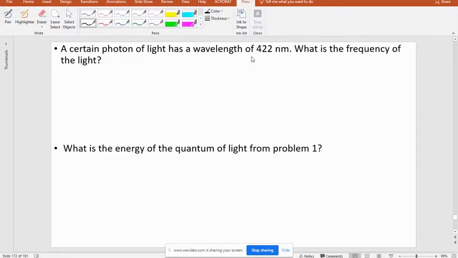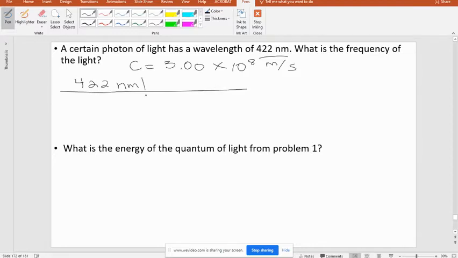So the first one, we have 422 nanometers. We're trying to figure out the frequency from a wavelength. And the first thing that we need to do is change this number over into meters. The reason we have to do that is because we're going to use the speed of light here. The speed of light is 3.0 times 10 to the 8th meters per second. And so we have to change this over into meters in order for this constant to work. So, 422 nanometers.